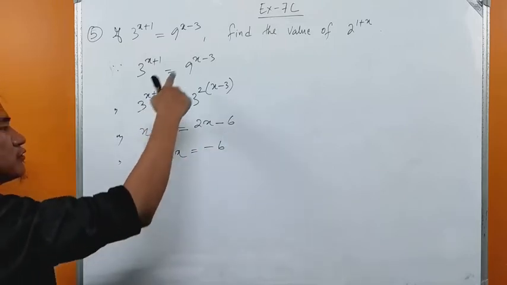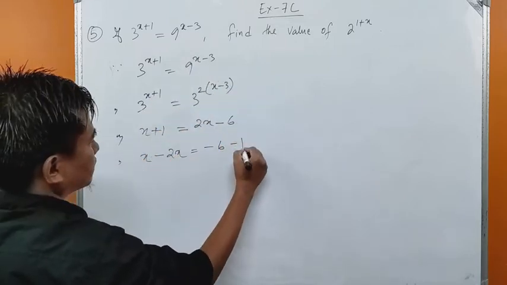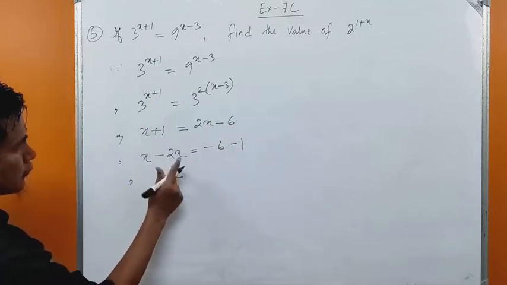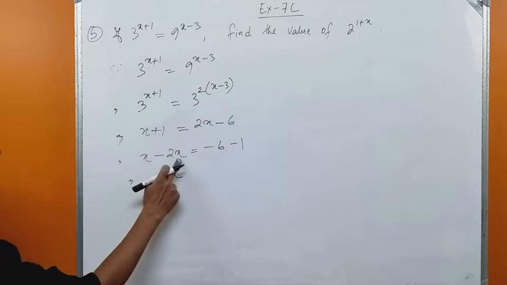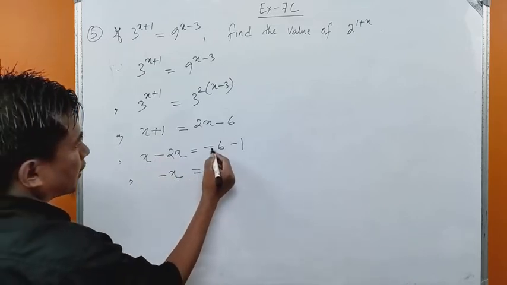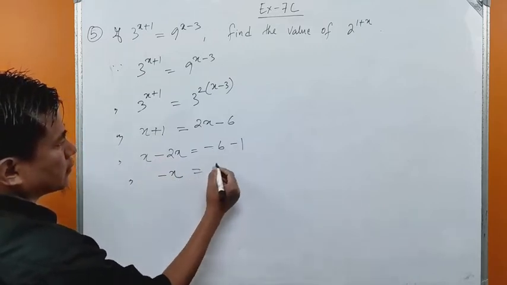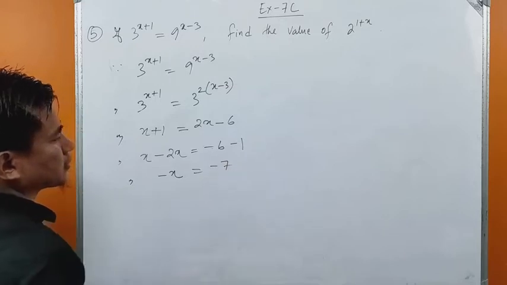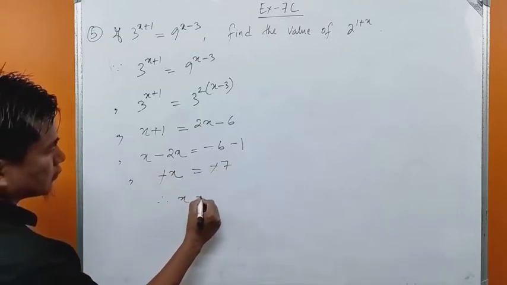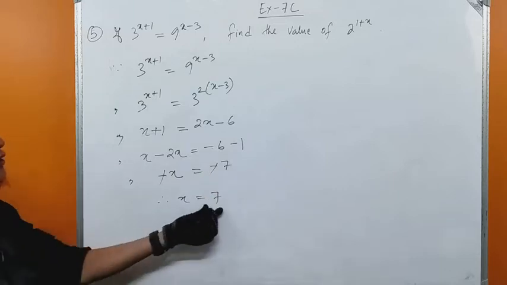We take this plus 1 to the right hand side, minus 1. Or x minus 2x is minus x, isn't it? Different sign. This x is positive, this x is negative. So 2x minus x is x. The sign of the greater number comes here. Minus x equals minus 6 minus 1, same sign, so the numbers get added, that is minus 7. Now minus minus cancels out, therefore x equals 7. We found the value of x.